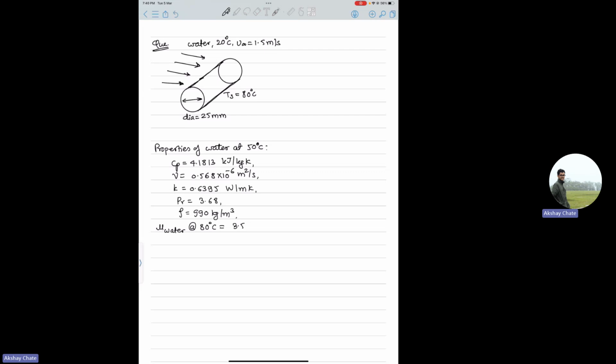One second. I'll explain the significance of this viscosity data in a second. Just let me write down all the data that is given.